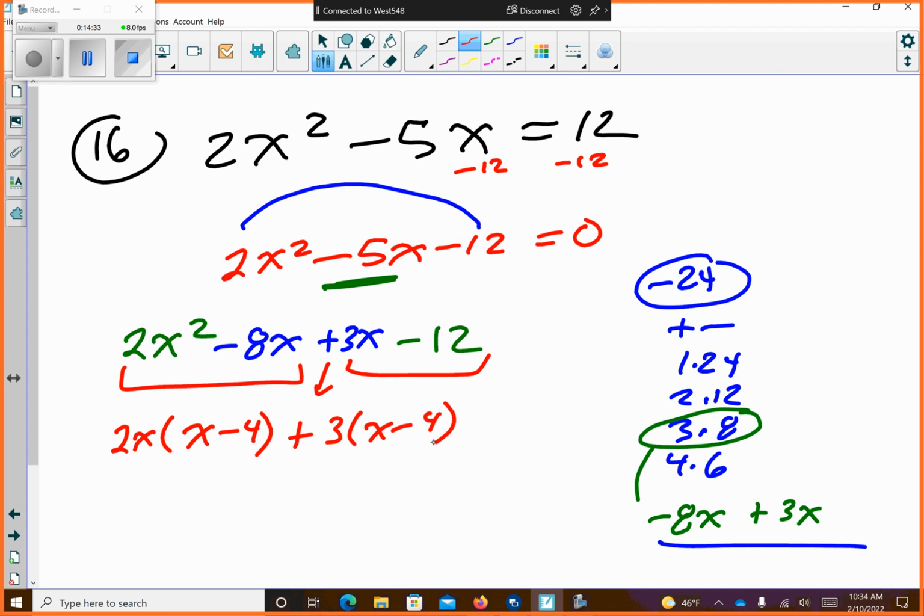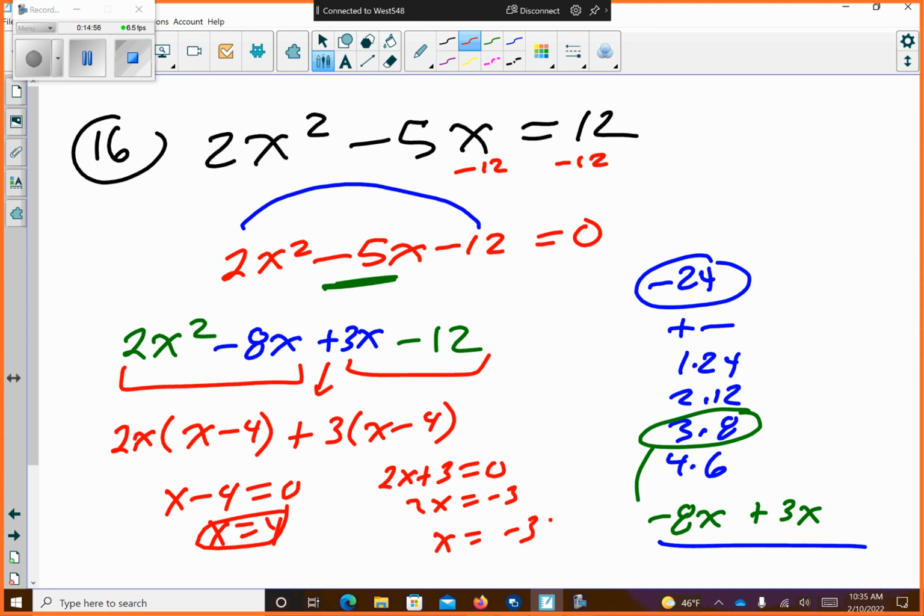All right. So x minus 4 equals 0, and what's the other one? 2x plus 3 equals 0. There you go. So I add 4 to both sides. That one is x. Subtract 3, right? Yeah. Divide by 2. Yep. 3 over 2.